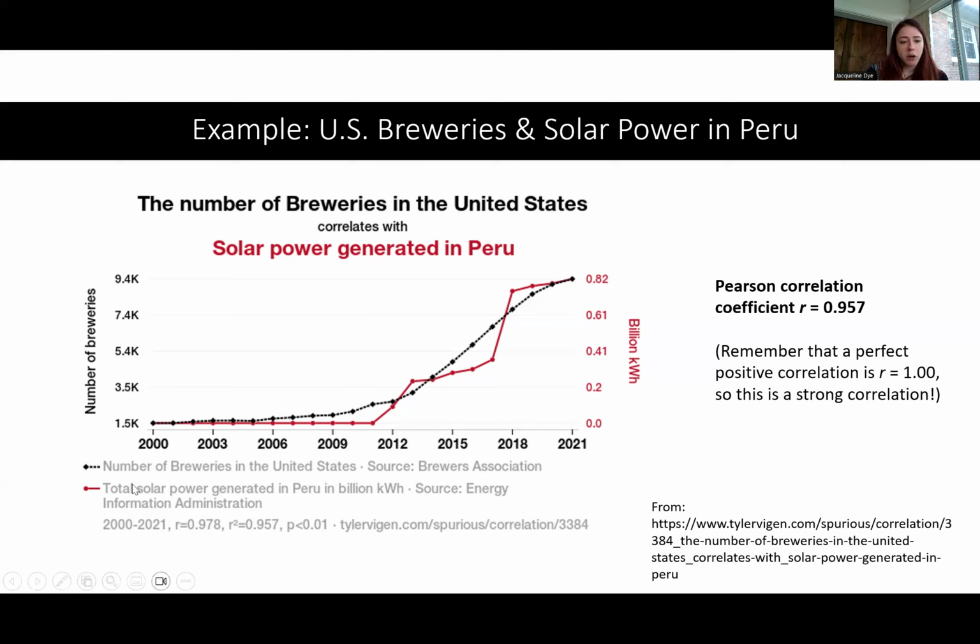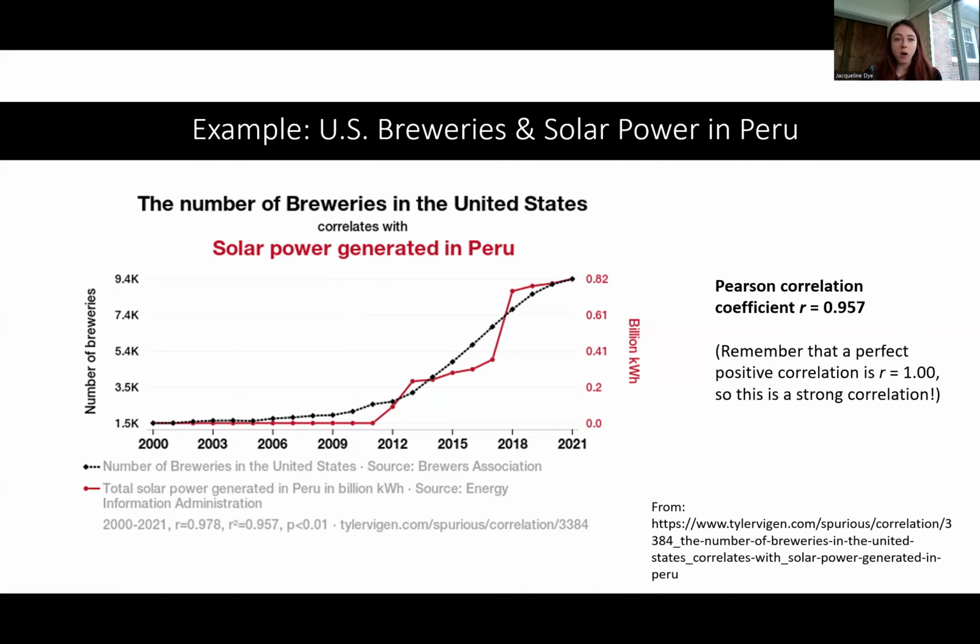As you can see here at the bottom, there's a few statistics that are listed. This P minus 0.01 is how certain we are that there's a relationship. And this R is that Pearson correlation. In this case, that Pearson correlation coefficient is 0.957. So it's very, very close to 1. Remember that +1 means perfect positive correlation. So this is a really strong correlation between two variables that have actually nothing to do with each other.